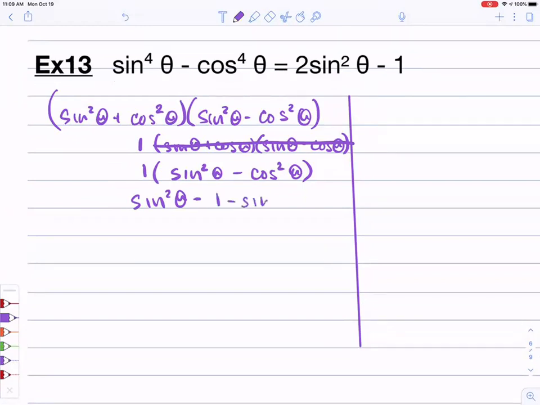Now, did I write that correctly? No, I did not. What's wrong? Yeah, if I write it like that, I haven't distributed my negative. Okay, so you have one of two options. Either distribute the negative or go ahead and just put what was cosine squared in a set of parentheses so that you'll remember to distribute the negative.